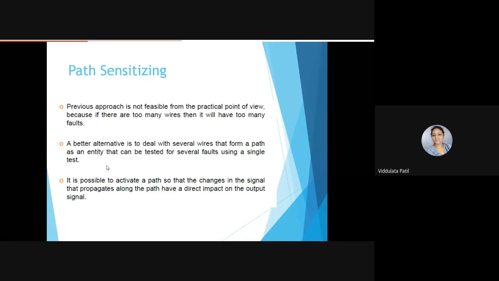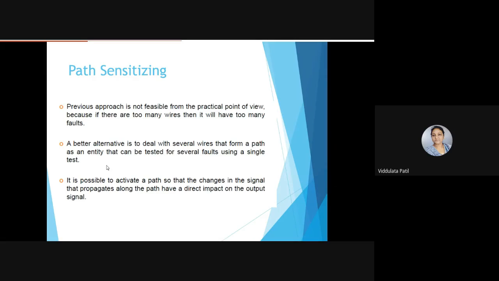It will result in a very long process, and that may result in a large number of input vectors that you need to apply. Because of that, it is not a feasible method to be used for testing if there are many wires present. Okay, if there are only a small number of wires, then we can go for that method.